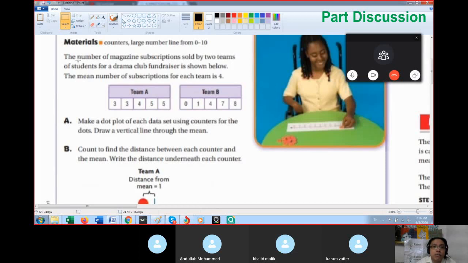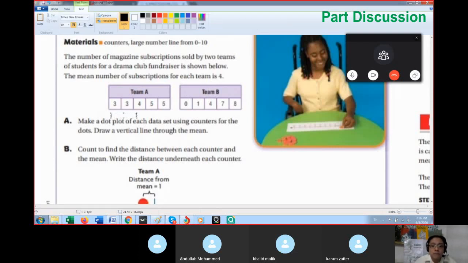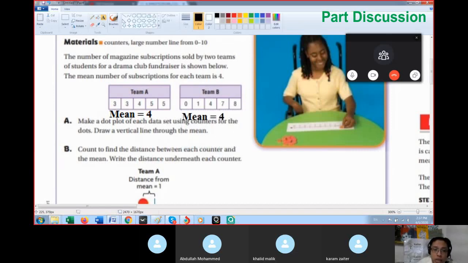The number of the magazine subscriptions sold by two teams of students for a drama club fundraiser is shown below. The mean of the number of subscriptions for each team is 4. So, in short, the average of these two teams is equal to 4. The mean of team A is equal to 4, as well as the mean of team B is equal to 4. Both of them have a mean of 4. Understand? Team B and team A.